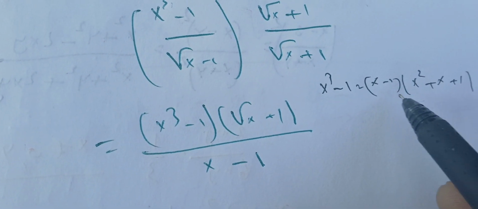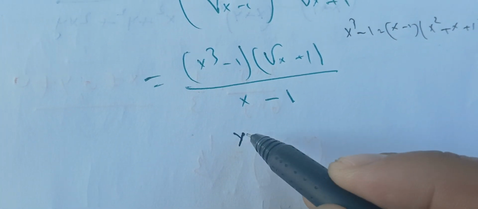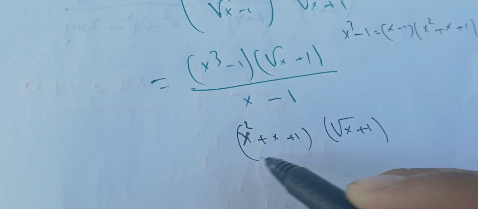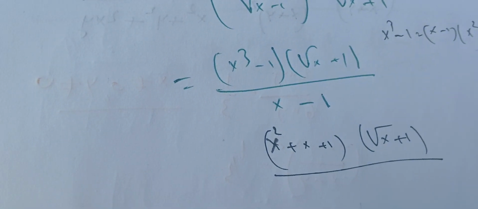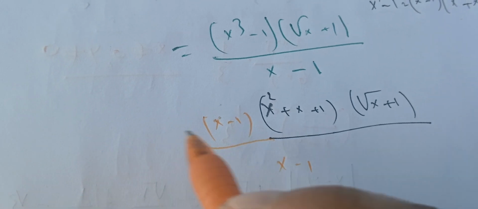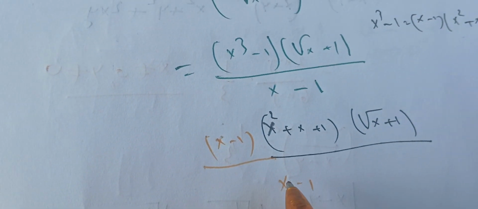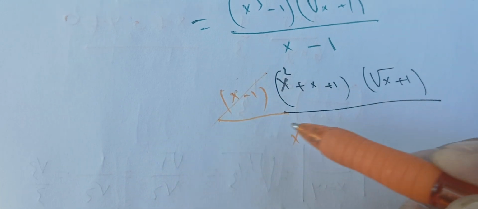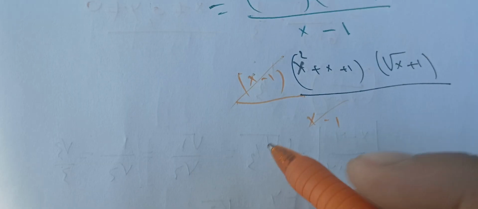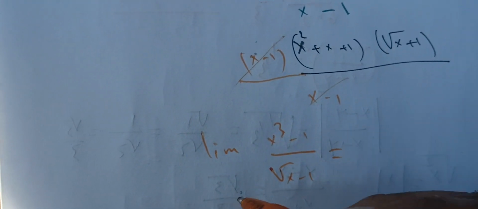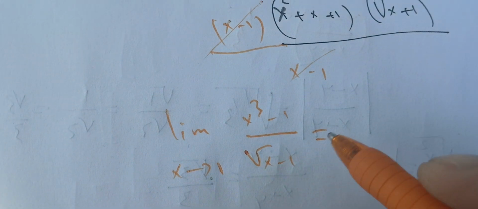So when we plug this in, we're going to have x squared plus x plus 1 times the square root of x plus 1, over, so we have x minus 1 over x minus 1. Now x is different from 1, because the function is not defined at 1. Therefore this is always different from 0, so we can cancel it. Therefore this limit of x cubed minus 1 over the square root of x minus 1 as x goes to 1 is going to be this limit here.